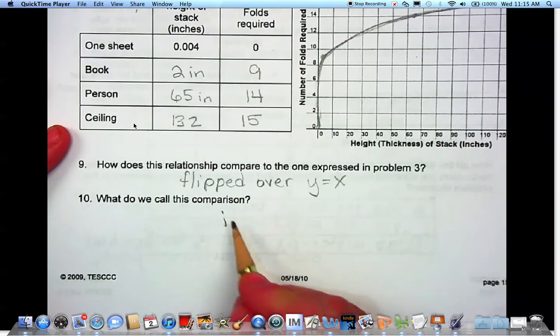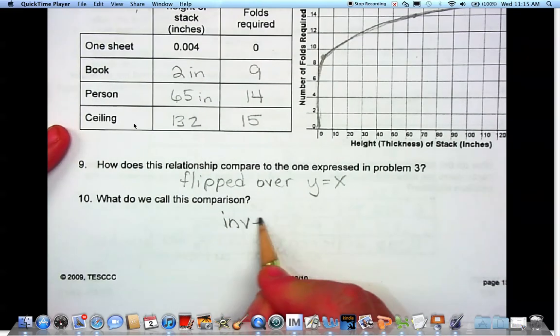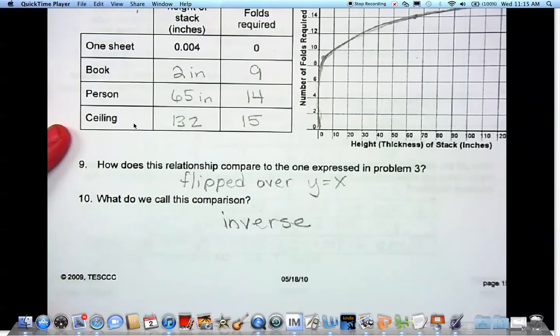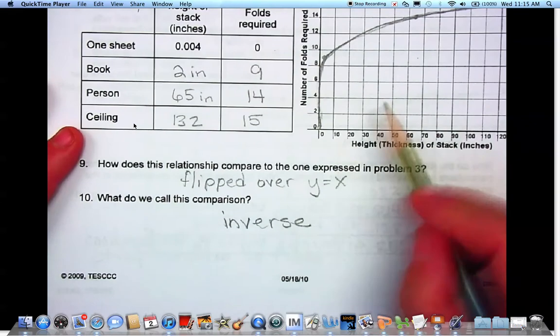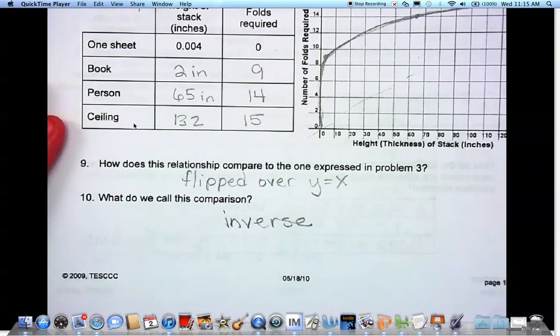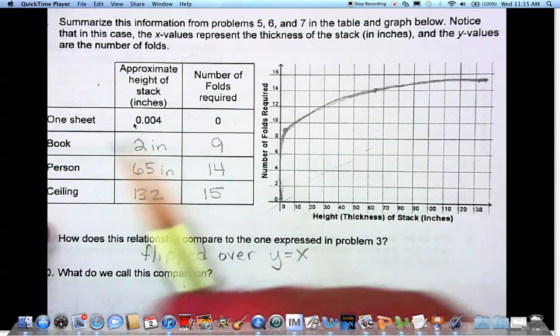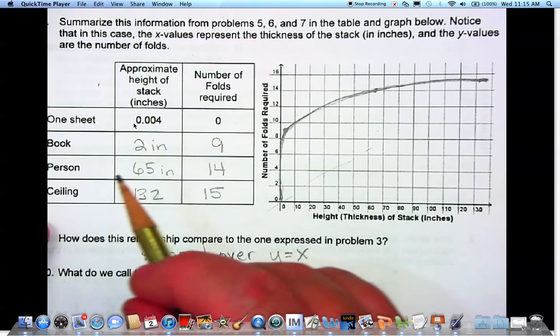Starts with an I? Conversion. Close. Inverse. Remember inverses? You switch x and y, or you flip it over the line y equals x, which is something going through here somewhere. Okay, so a logarithm function is the inverse of a what? Exponential. Exponential.